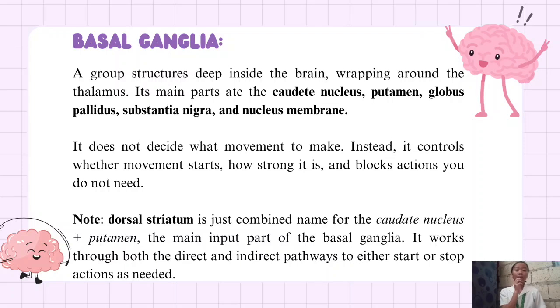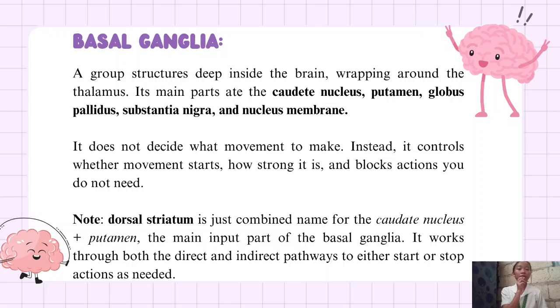Next is the globus pallidus. It inhibits unwanted movements and controls what signals go to the thalamus. An example is that when you reach for a cup of coffee, this part stops your other hand from moving unnecessarily so you don't knock things over.